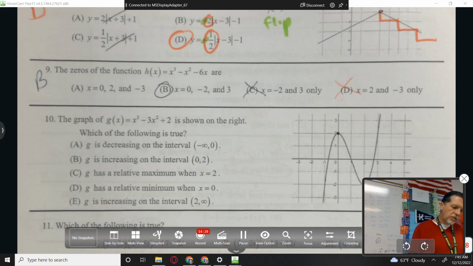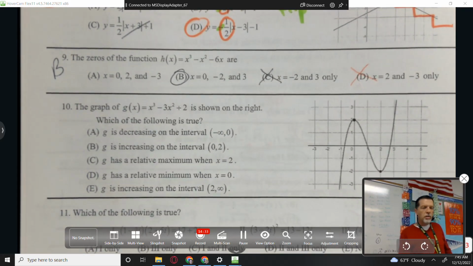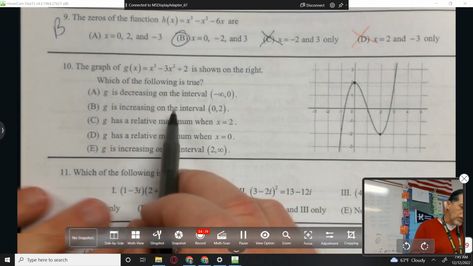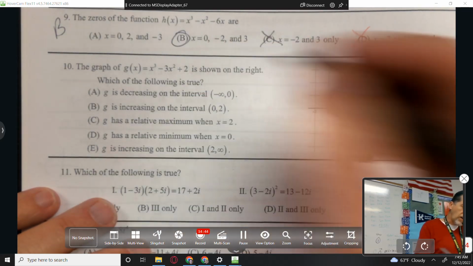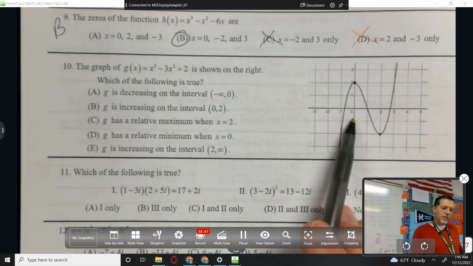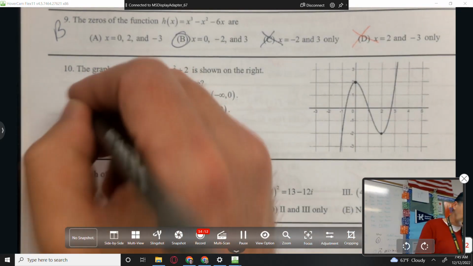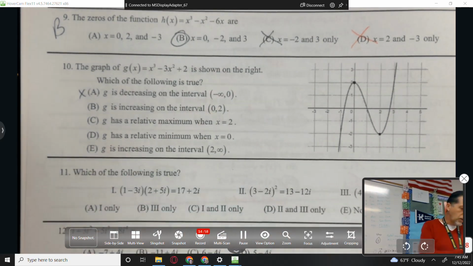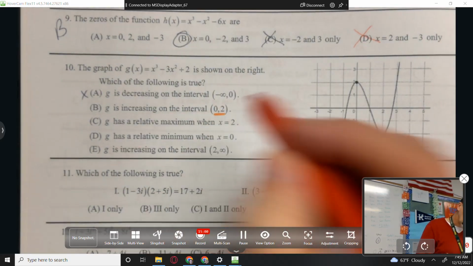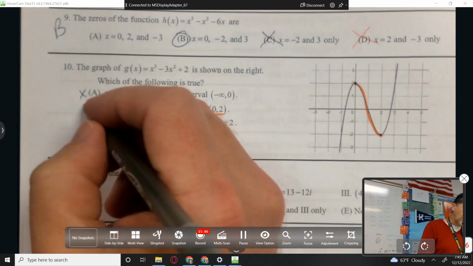Number 10, the graph of g of x is shown on the right. Which of the following is true? Okay, decreasing. Remember, you read a graph like you read a book from left to right. So decreasing means as I go left to right, it's going down. So from negative infinity to 0, these are x values. So as I move from negative infinity to 0, is that graph decreasing? No, the graph is increasing, so not A. G is increasing from 0 to 2. So from x equals 0 to x equals 2 would be right there. That is not increasing, that is decreasing.